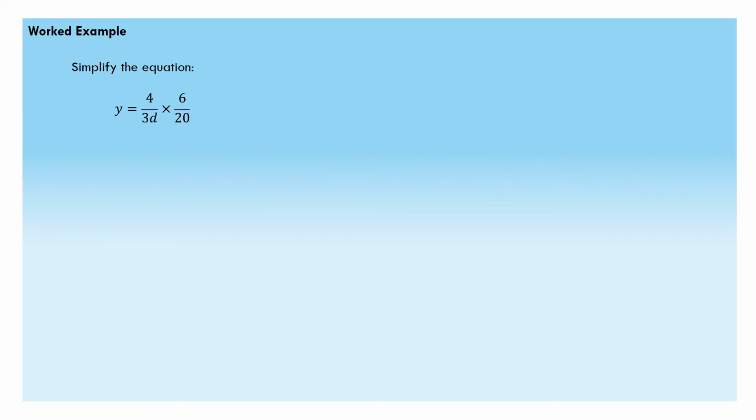What about this equation then? y equals 4 over 3d multiplied by 6 over 20. Well, I can rewrite this equation to make it slightly easier. I can swap the numerators here so that I have y equals 6 over 3d times 4 over 20. And that equation very simply is simplified to y equals 2 over d multiplied by 1 over 5.